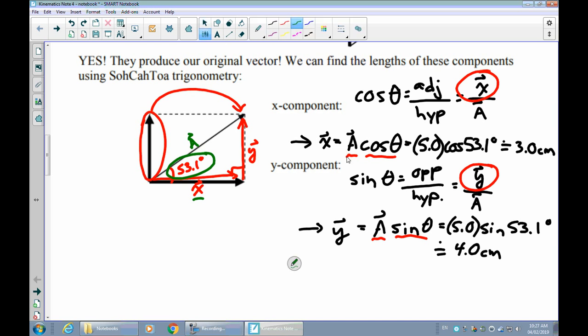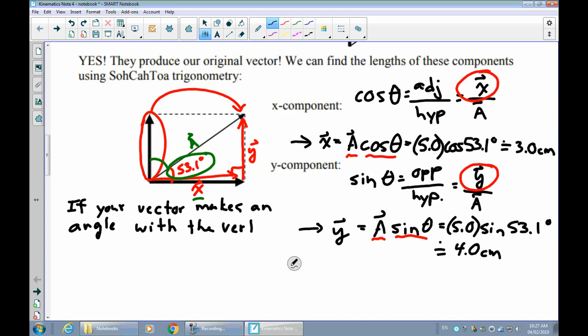But it's useful to know that if our angle was ever given with the vertical, meaning that we knew, let's say, this angle in here, instead of the 53.1, if we were given that green angle, then we would actually use sine to find the x component and cos to find the y component. So just for the sake of your notes, let's jot that in. So if your vector makes an angle with the vertical, sine and cos will switch.